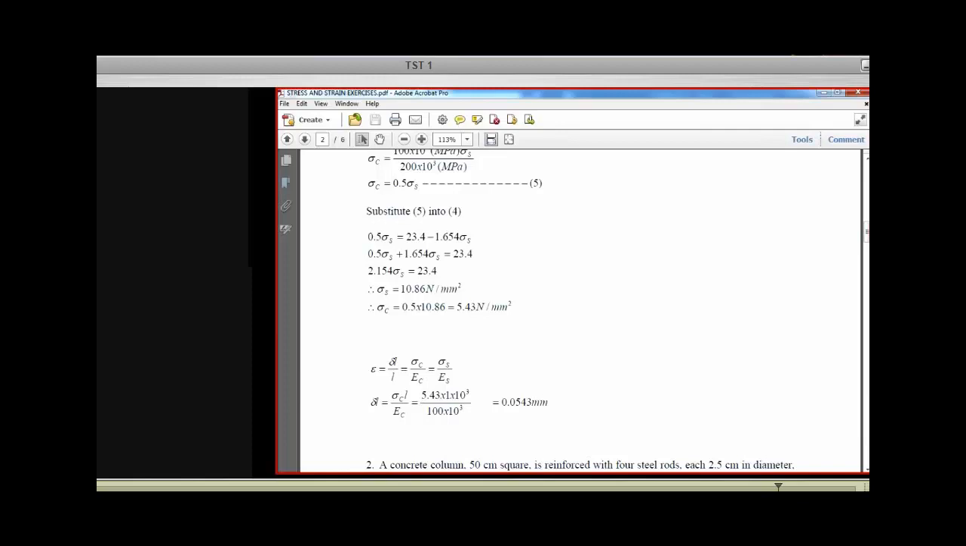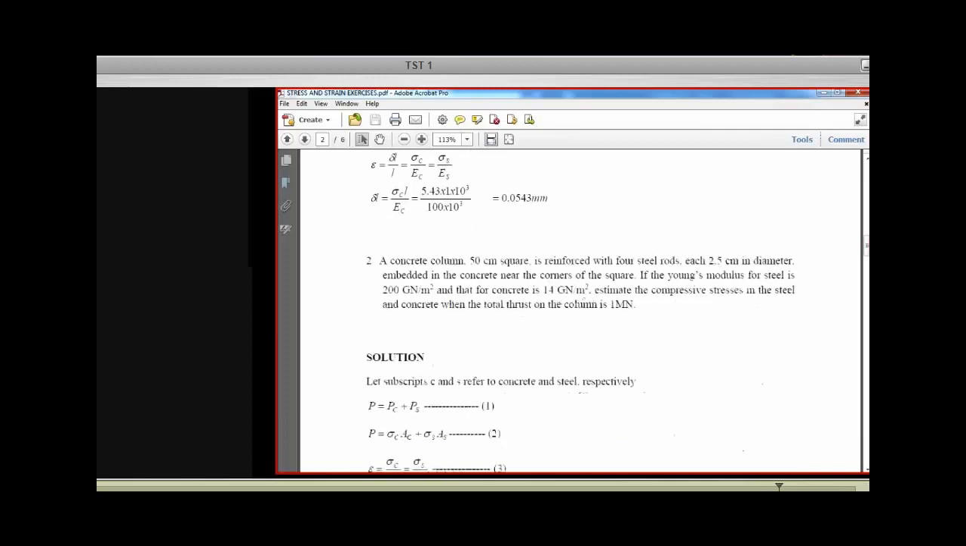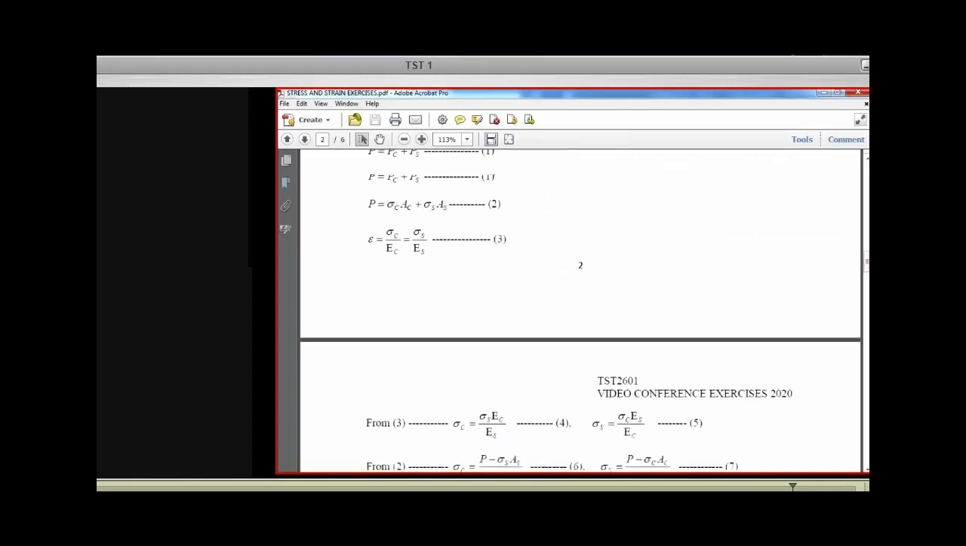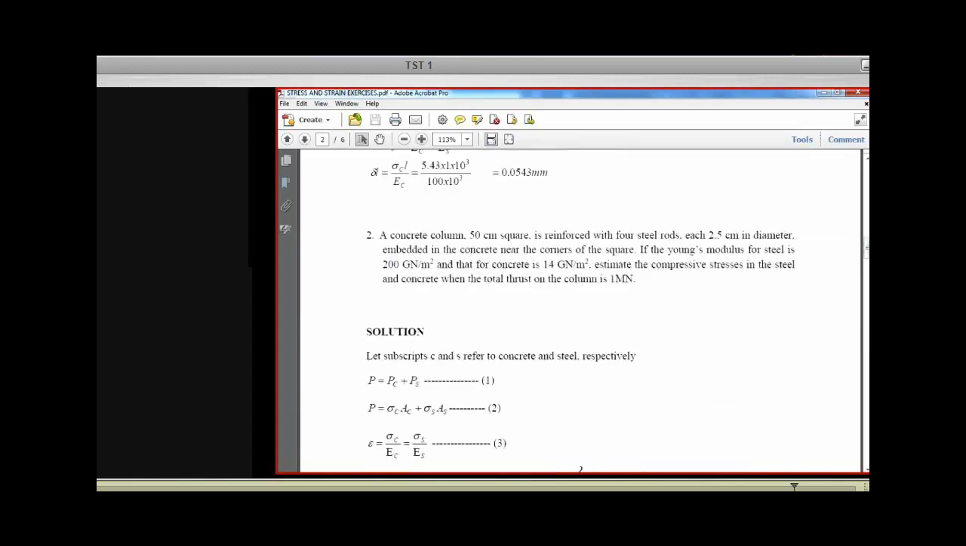Okay, the second question is similar in approach, but in this case you have a concrete column, which is 50 centimeters square, and for the reinforcement, you have 4 reinforcement rods, each of 2.5 centimeter diameter, which are embedded inside the concrete. So by the time you calculate the cross-sectional area, you realize that you have your column with the 4 reinforcements at the corners with that diameter. He said they are embedded in the concrete near the corners of the square.